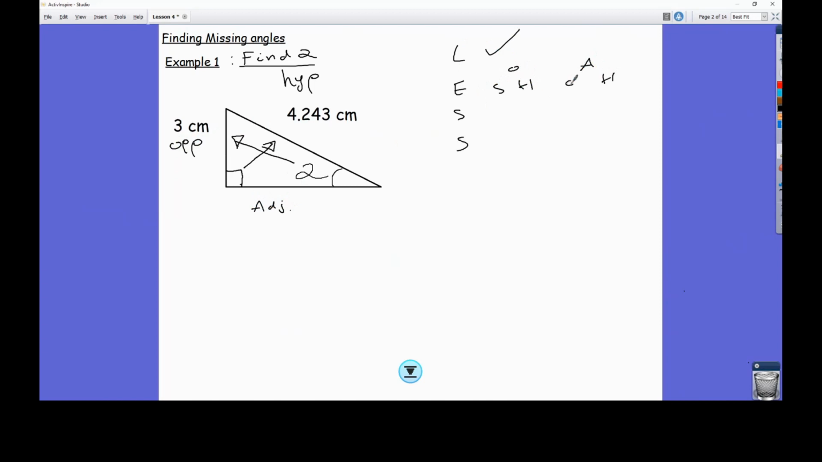Sine equals opposite over hypotenuse. Cos equals adjacent over hypotenuse. Tangent equals opposite over adjacent. Right, now we've got to select the ratio or the equation that we need.